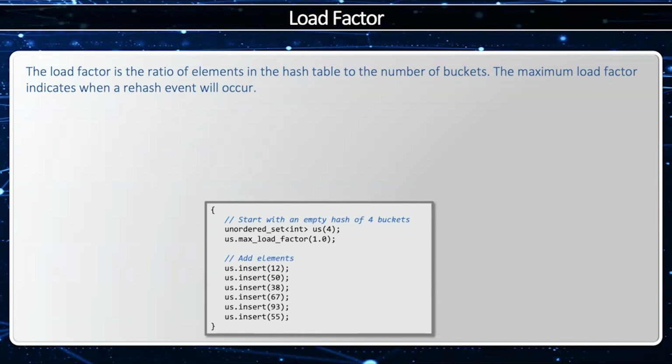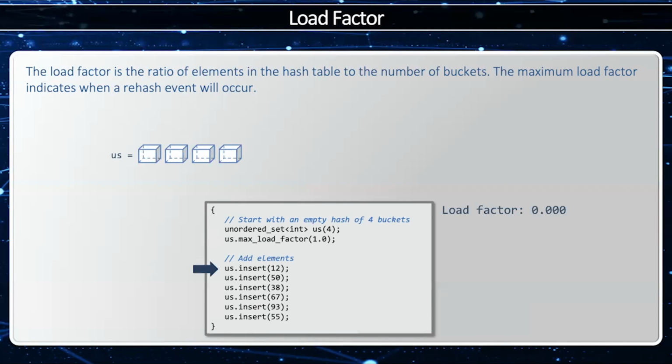To demonstrate how this works, we're going to create an unordered set of integers with 4 buckets. I'm going to set the maximum load factor to 1.0. So when I execute this code, I'm going to have 4 empty buckets, and initially my load factor is 0.0, because that's the ratio of size, which is 0, to the number of buckets, which is 4. 0 divided by 4 is 0.